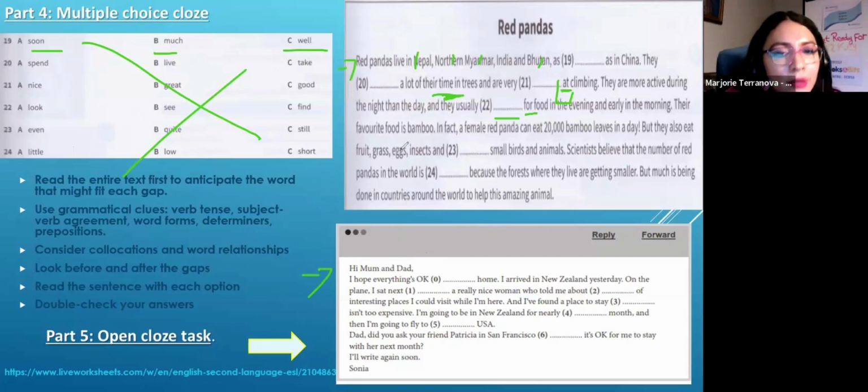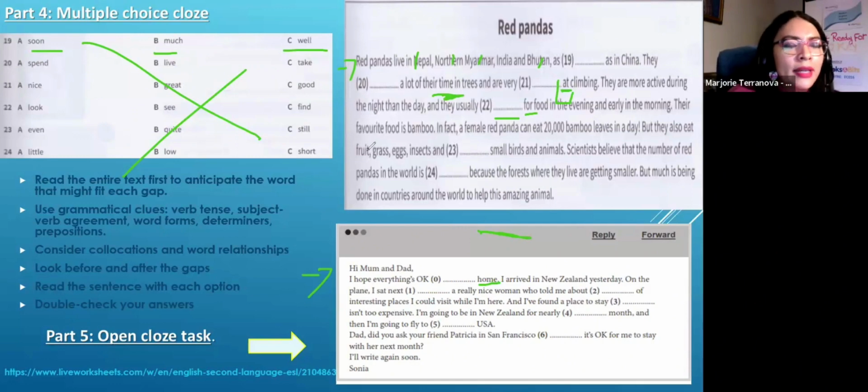Hi, mom and dad. Look, we are right now in part 5 in this kind of email. Hi, mom and dad. I hope everything is okay home. I have a place and I need to join this with the place. I need to use a preposition to join that. Can you write in the chat the correct answer? Perfect. At. I arrived in New Zealand yesterday. On the plane, I sat next a really nice woman.